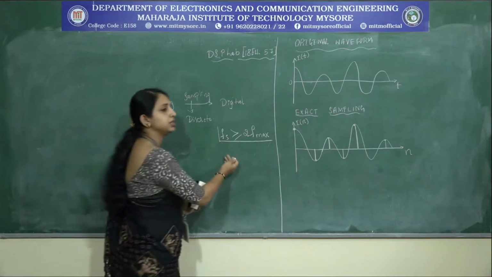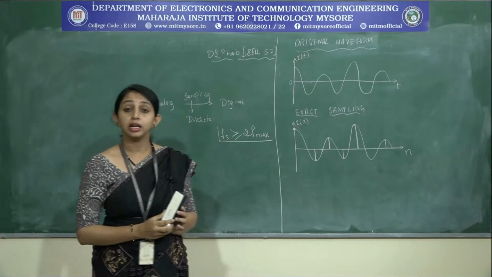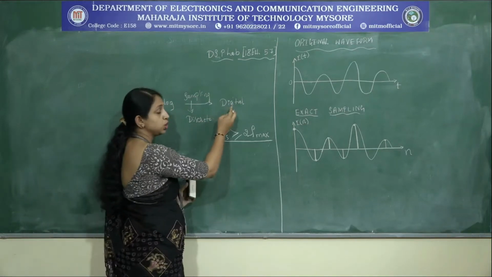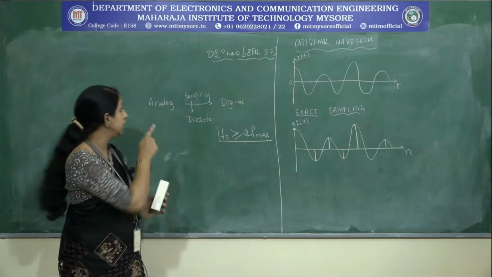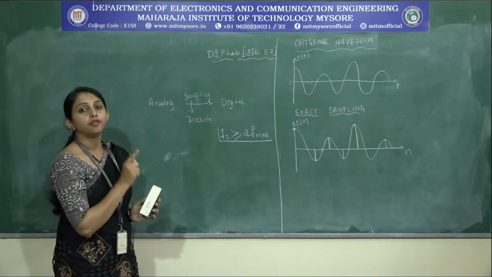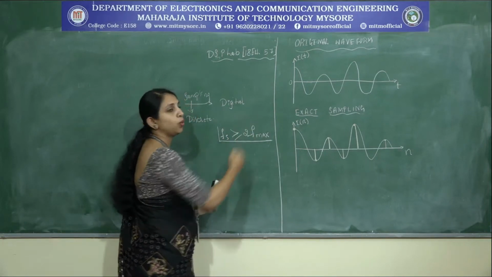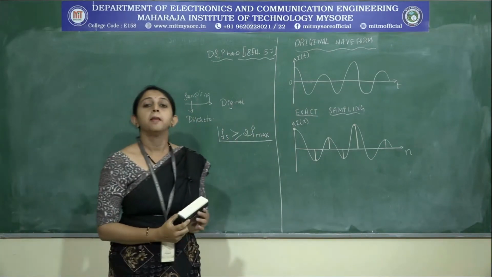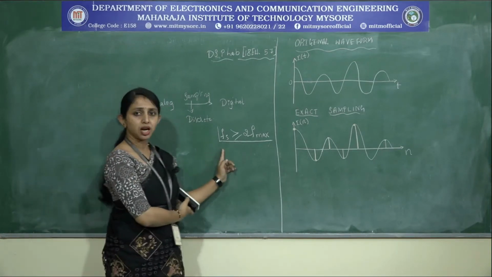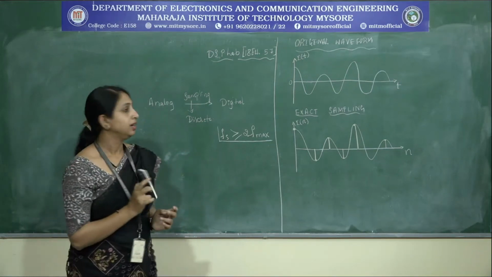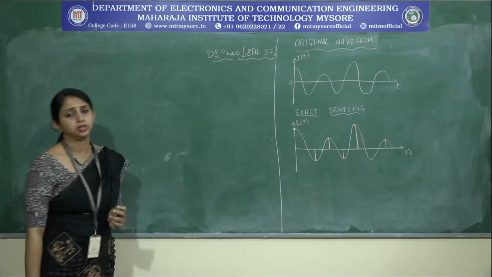Why is this condition needed? Because while reconstructing the analog signal after the digitization process, if you want to reconstruct it exactly as the given input, you need to follow this rate, that is Fs greater than or equal to twice the maximum message signal frequency. Keeping this condition in mind, let us write a program for the sampling theorem.